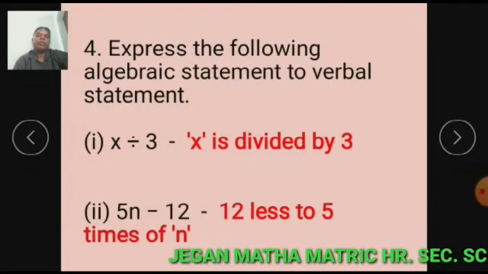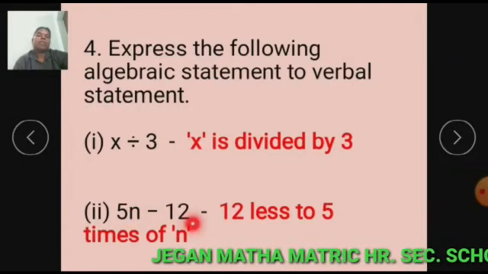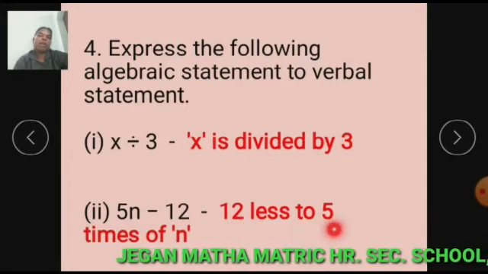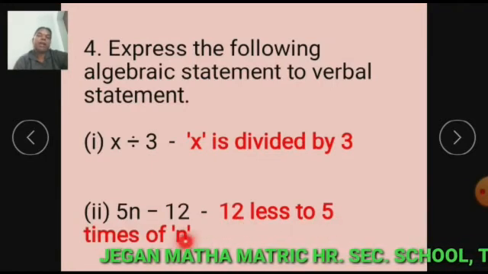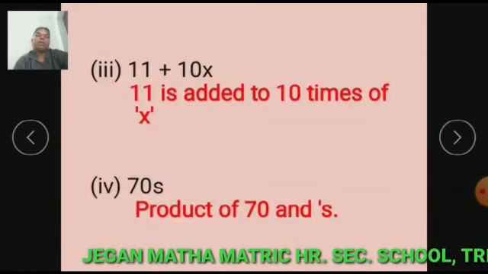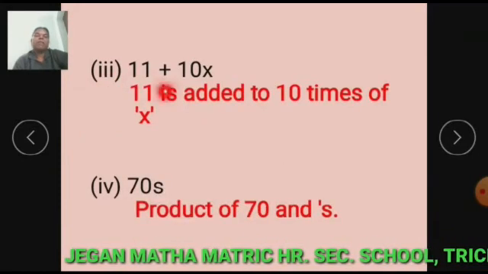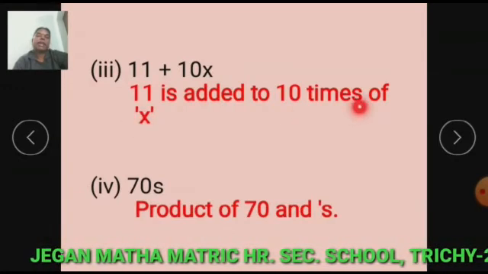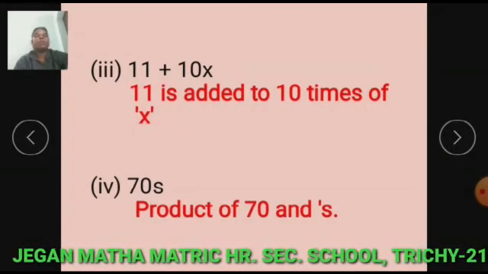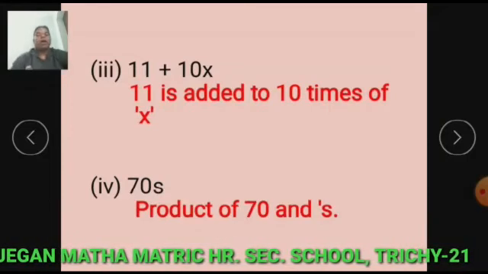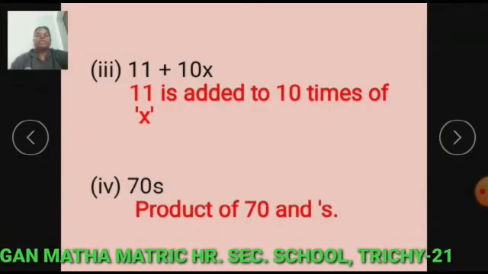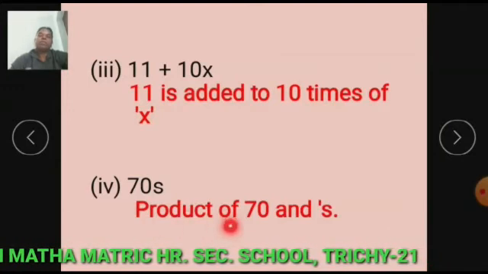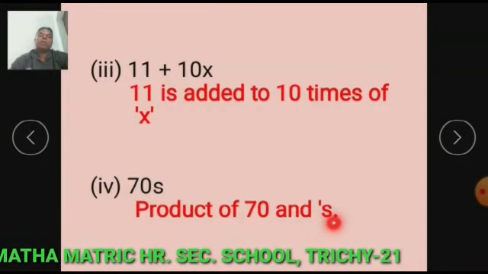Subdivision 2. 5n minus 12. The verbal statement is 12 less than 5 times n. Subdivision 3. 11 plus 10x. 11 is added to 10 times x is the verbal statement. Subdivision 4. 70s. The verbal statement is the product of 70 and the variable s.